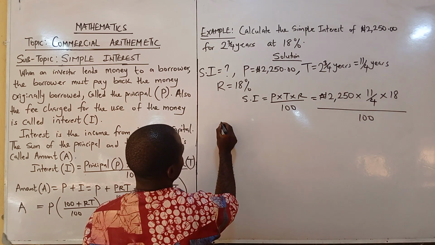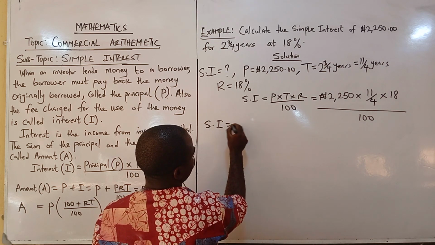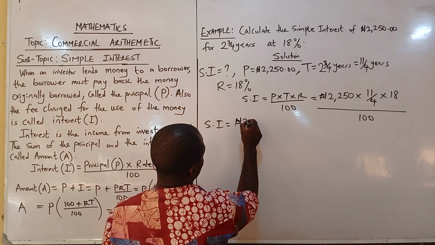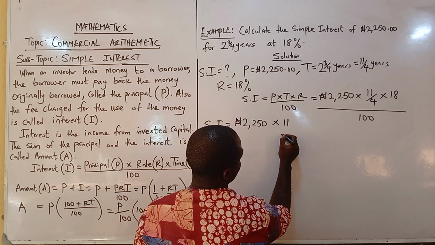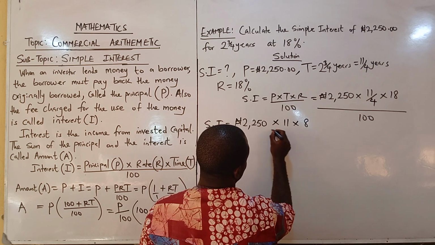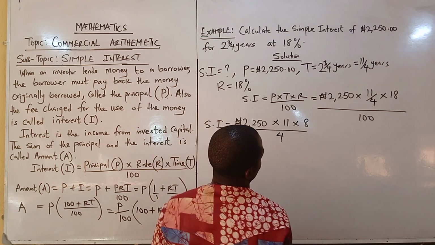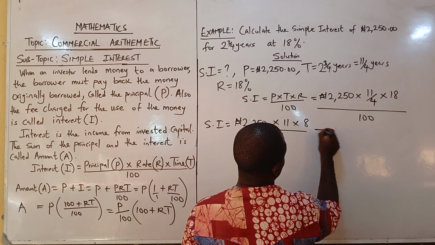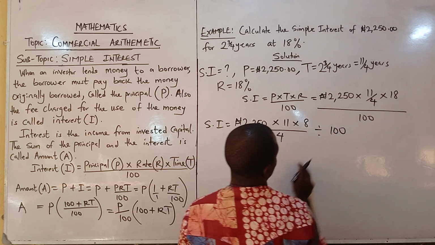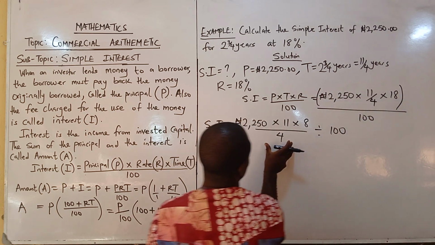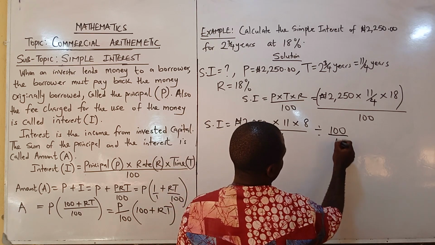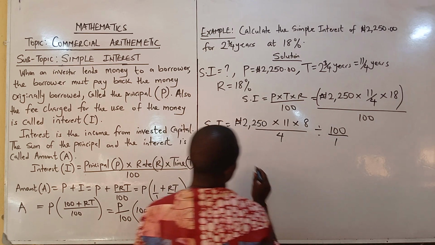It's like when you're having an expression like this: 2,250 times 11 times 18 over 4, they are together. This is divided by 100. This is the numerator. They are moving together. That's why I write it separately. Over 100 divided by 100 over 1.